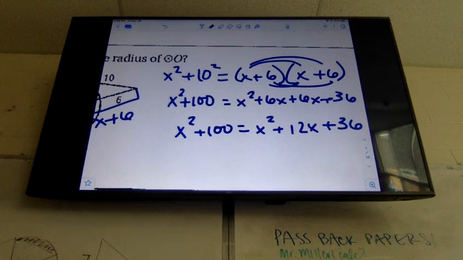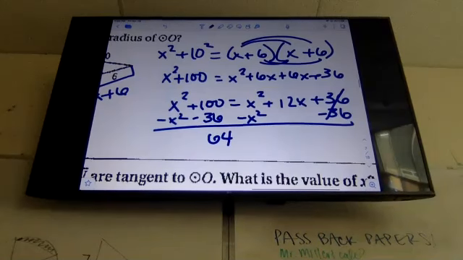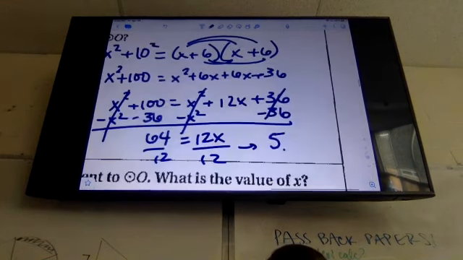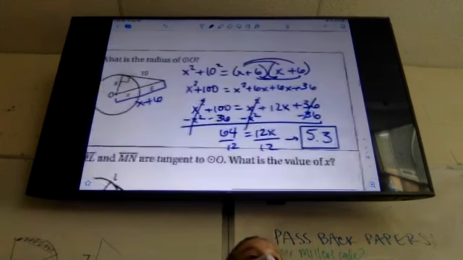Now what? Now you can subtract 36 from both sides and x squared. Okay, 36 goes away, so 100 minus 36 is 64. And then x squared minus x squared is 0. So 12x equals 64. Divide by 12. I think it becomes a weird decimal. Yeah, I think we got about 5.3 repeating. It's fine.